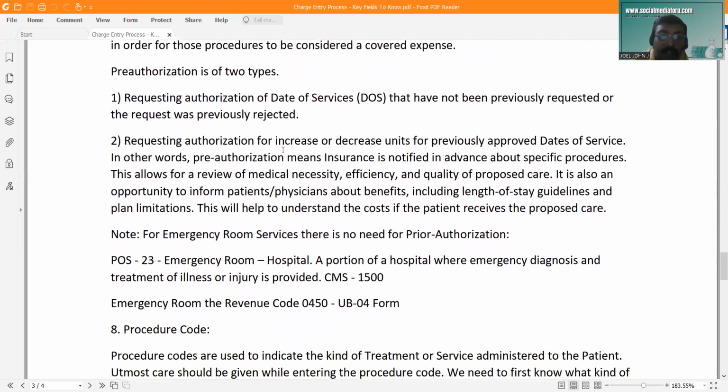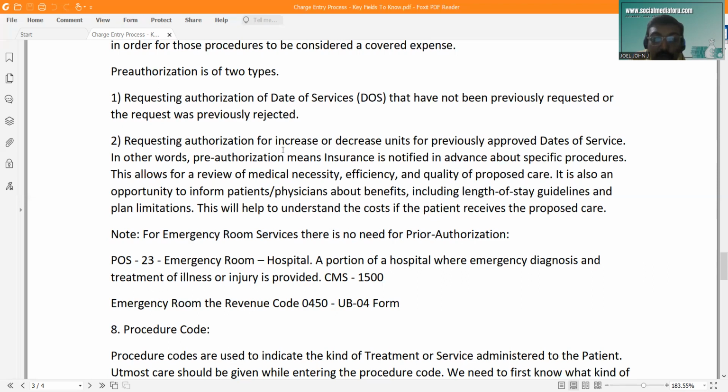Prior authorization is of two types: requesting authorization for a date of service that has not been previously requested, or was previously rejected. So based on some criteria, you can also request a previously rejected authorization and get it done, or if it has not been previously rejected but it requires one, then you have to get a new one. The second type is requesting authorization to increase or decrease the units for a previously approved date of service. In other words, prior authorization means insurance is notified in advance about a specific procedure.